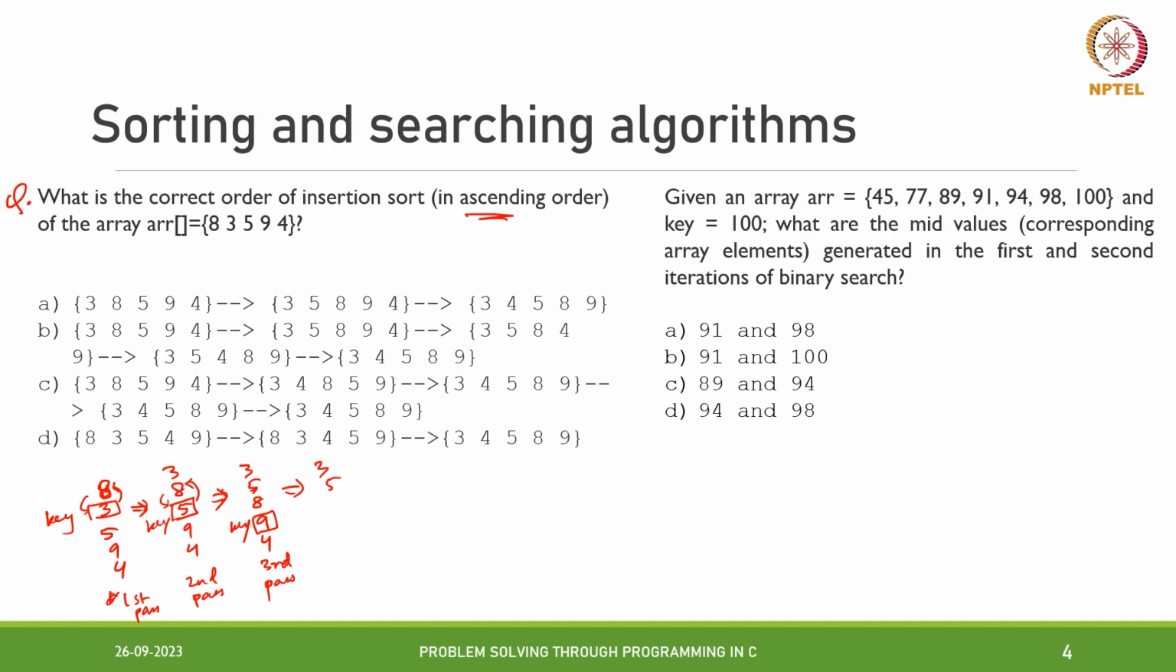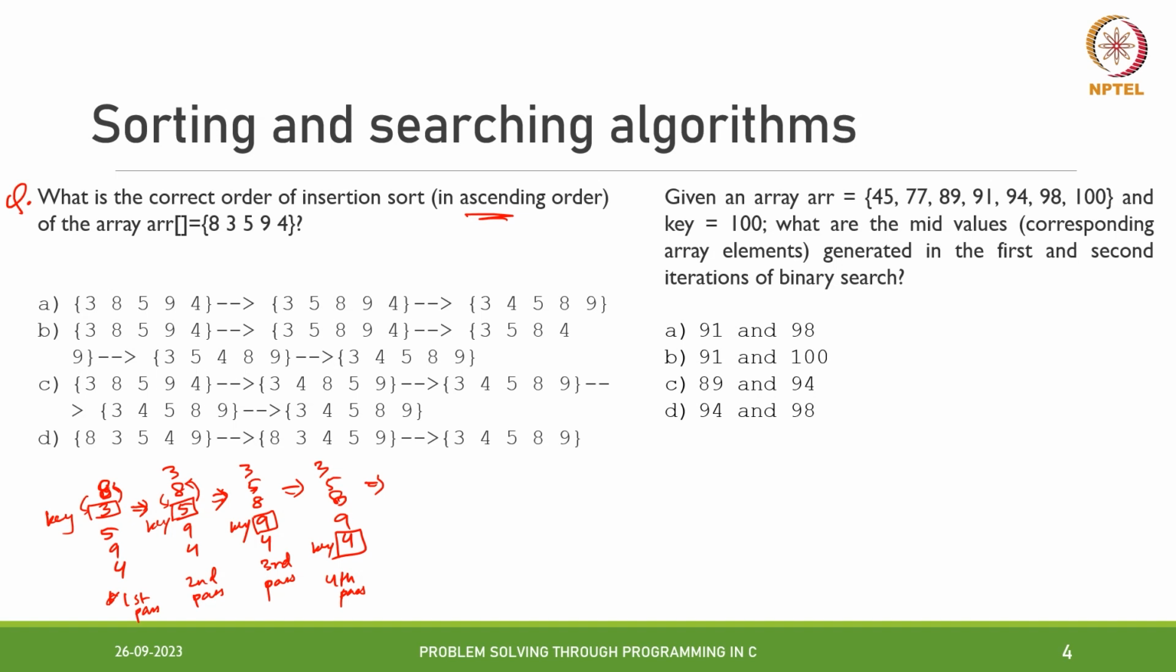and then what will we do in the next one? So 8, 9, 4. So 4 is our key in the fourth pass. In this pass we will have a few sub steps, but finally what the pass does is check with 9. It will find that 4 is less than 9, so it will swap.